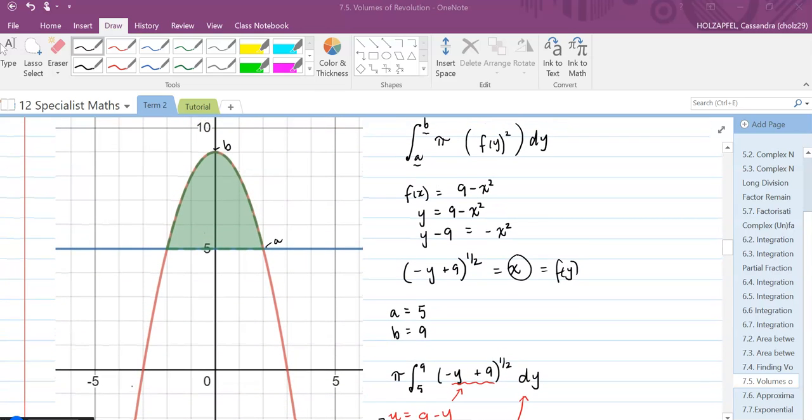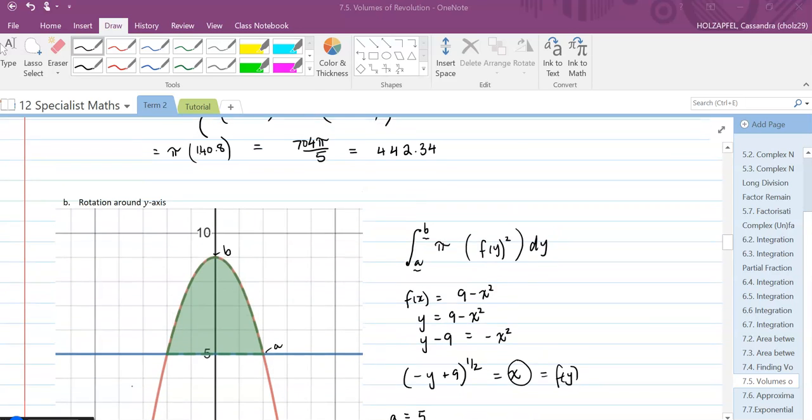And again, because this is with respect to y, just to summarize what we've done: we've found the two y values between which we're trying to find this volume. We've also rewritten this function f of x in terms of y instead. And then we've substituted and integrated to find this volume.